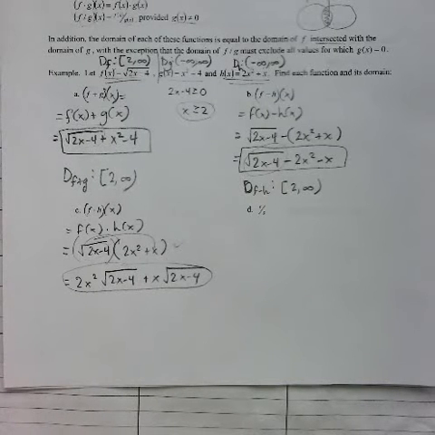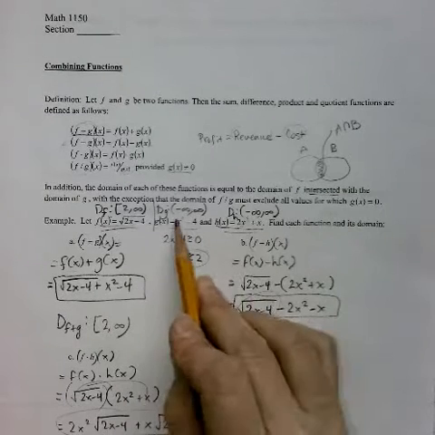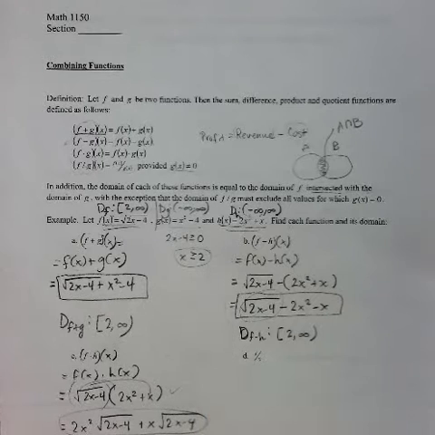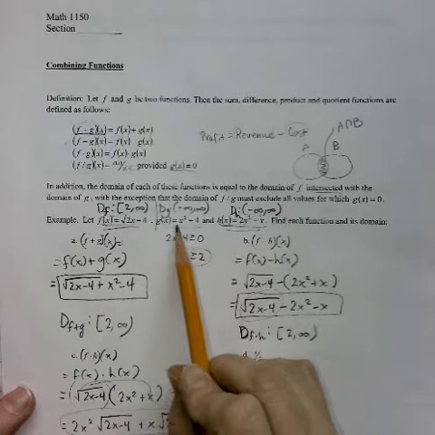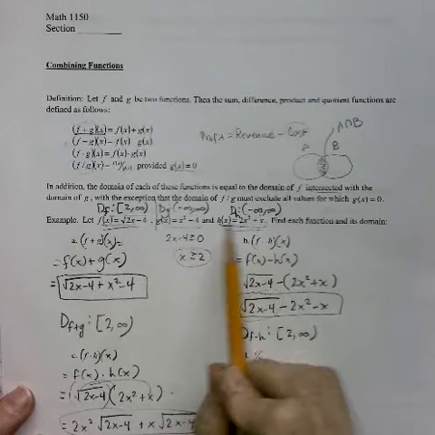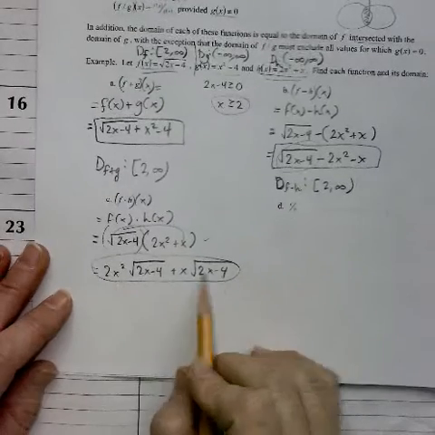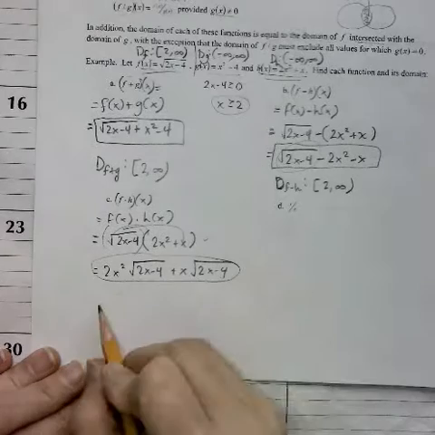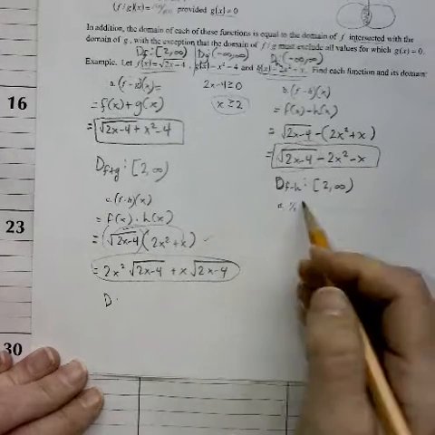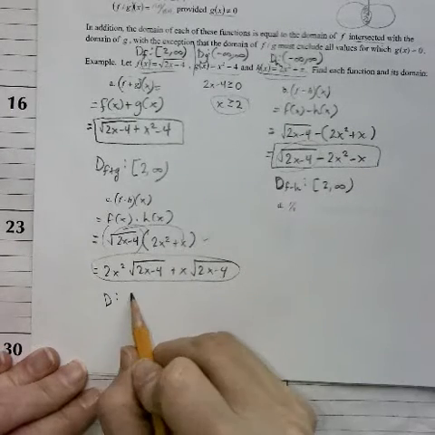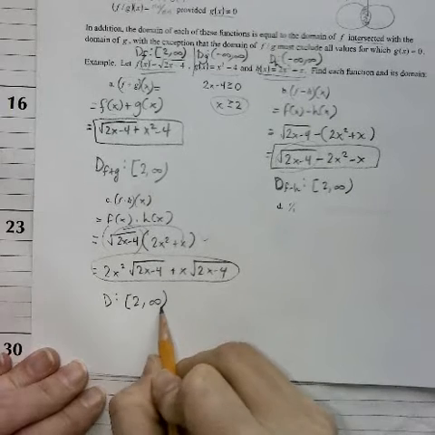If we were finding g at x times h at x, I would for sure expand that. You'd get x squared minus 4 times 2x squared plus x, and distribute, you'd have your 4 terms. Alright, so here's our answer for C, and then the domain, because we already used f and h and found the domain, it's going to be the same. We don't need to redo all that work. Same domain.